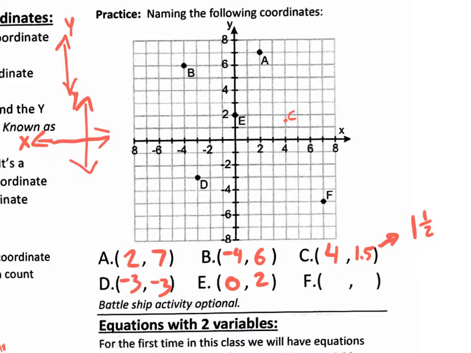Point F, what's the coordinate for point F? Positive what? 7. Positive 7 and then negative 5. Positive 7 on the x, negative 5 on the y.